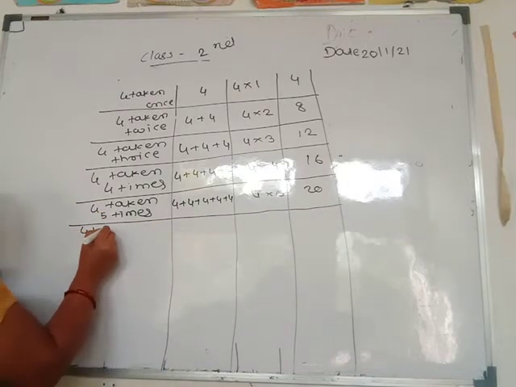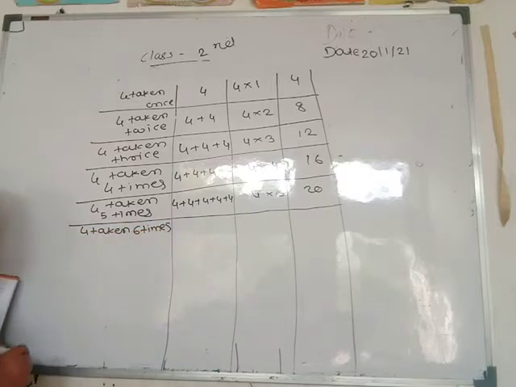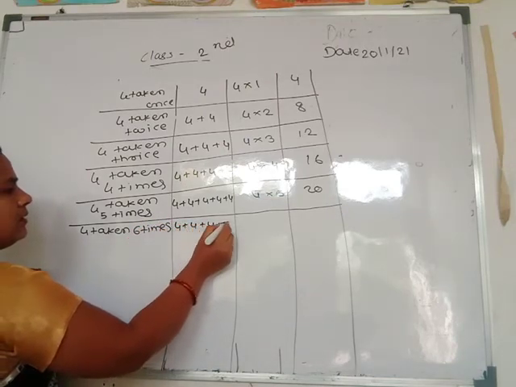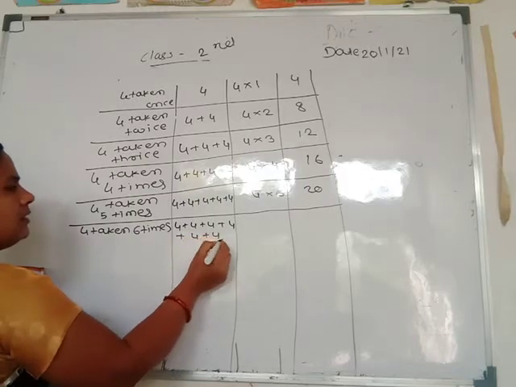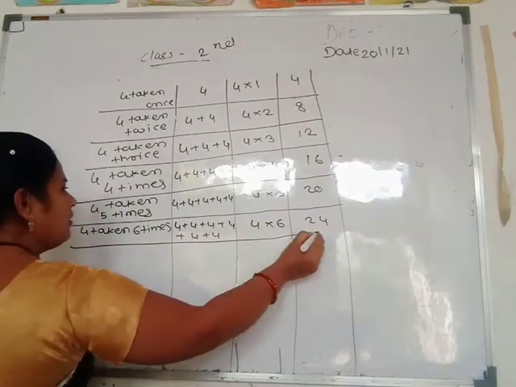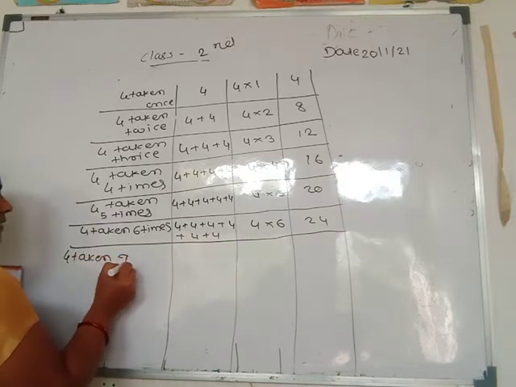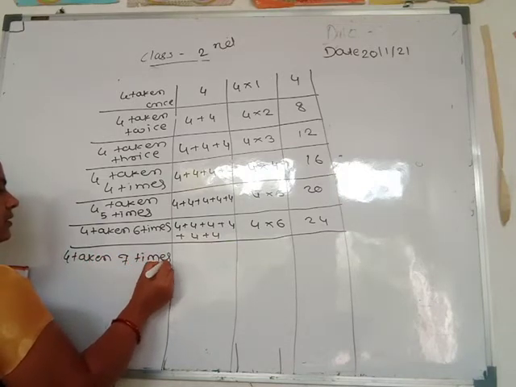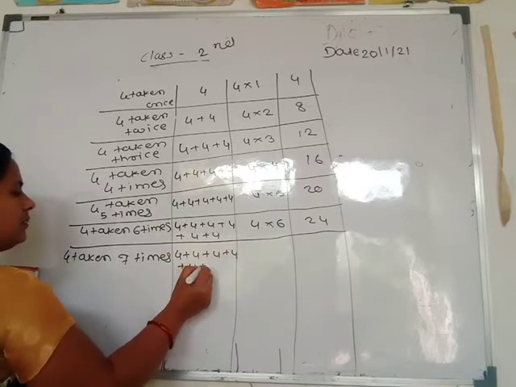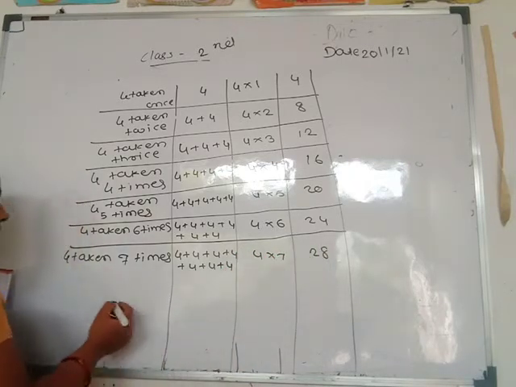4 taken 6 times. Here addition of this 4, 6 times. 4 plus 4 means 4 sixes are 24. Then 4 taken 7 times. How many times? 7 times. 4 plus 4 means 4 into 7. 4 sevens are 28.